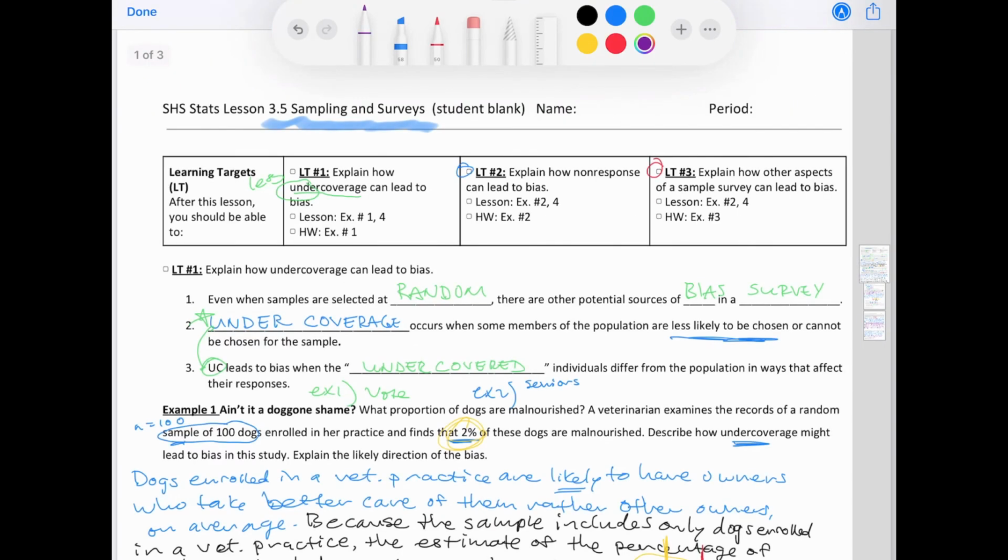So let's just review quickly. In 3.5, we learned about sampling and surveys. Learning target number 1, we talked about how undercoverage can lead to bias. Number 2, if you don't respond, it can also lead to bias, and there are other aspects of a sample survey that can also lead to bias. So that's it. That is lesson 3.5.